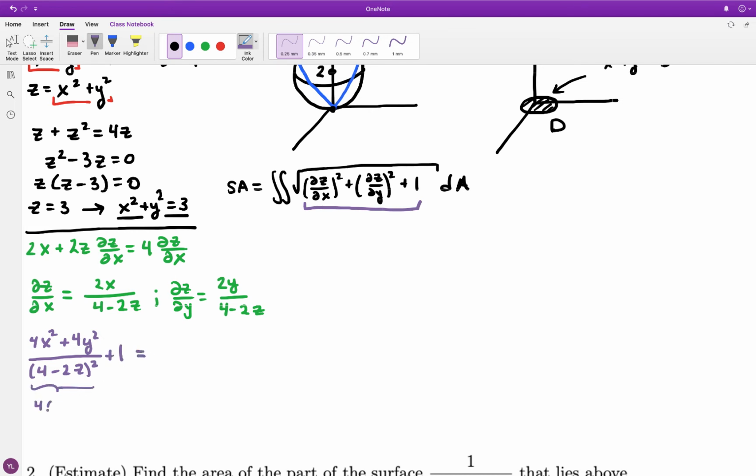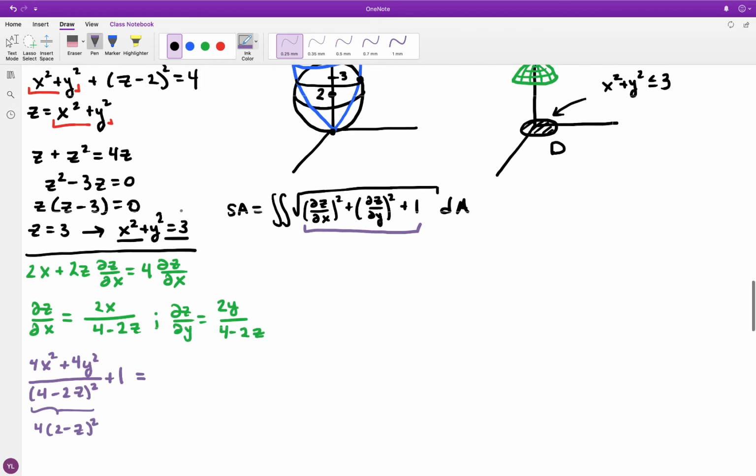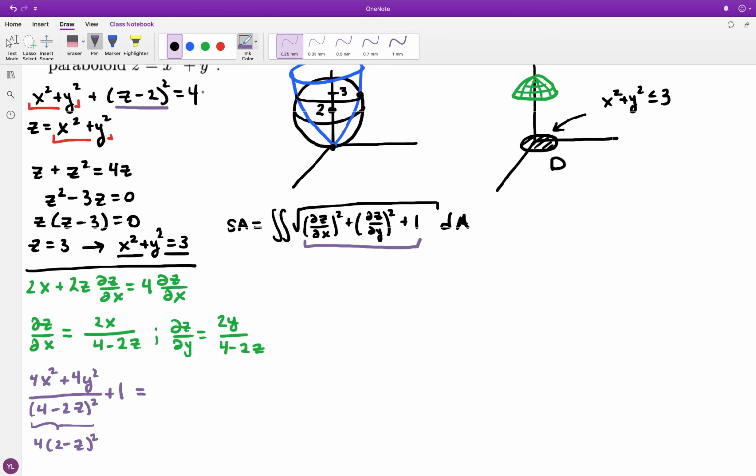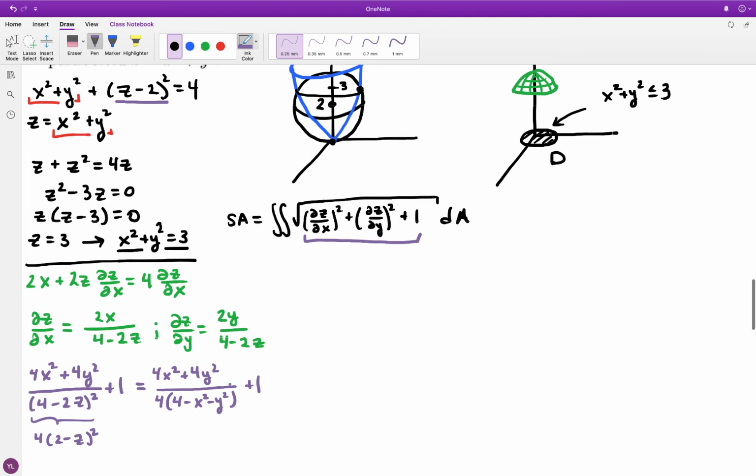If you notice, this denominator can be written as 4 times (2 minus z) squared. And (2 minus z) squared is the exact same thing as (z minus 2) squared. So I'm replacing that expression with 4 minus (x squared plus y squared), from the original sphere equation. And that's going to get me this integrand entirely in terms of x and y, which is better because I have to convert this to polar coordinates.